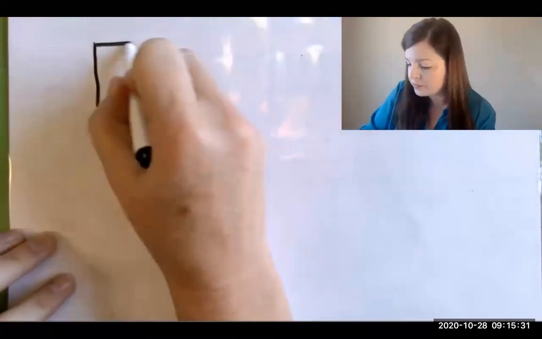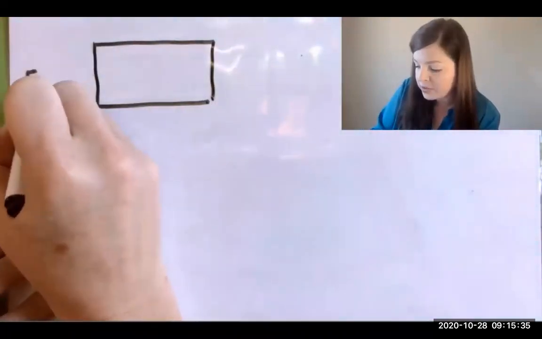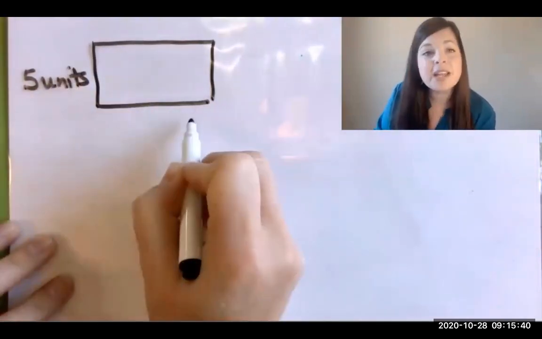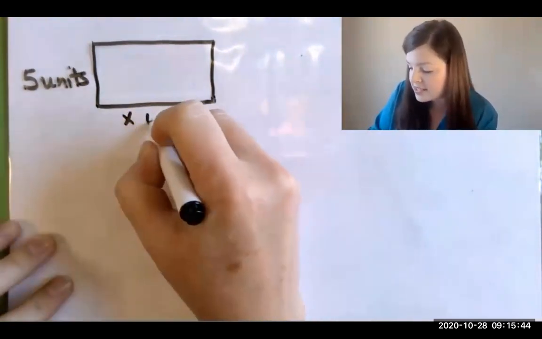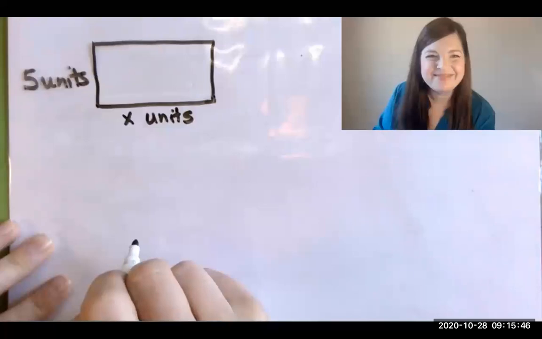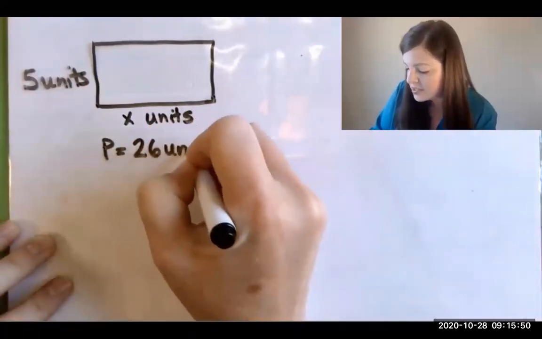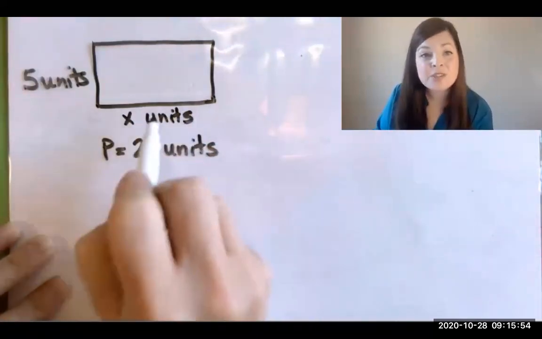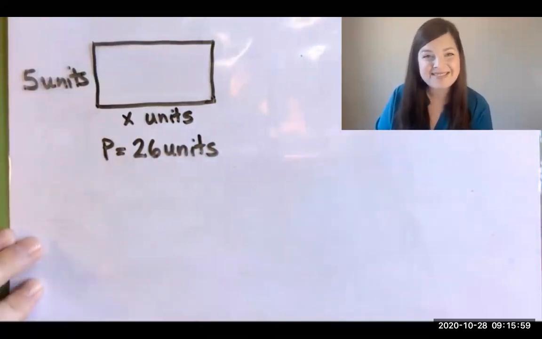Let's draw a rectangle. And we know that the length of this rectangle is 5 units. And we don't know the width of the rectangle, so let's label that with a variable. And let's say x units. We know the perimeter of this rectangle is 26 units. How might we determine what the width of this rectangle is? Pause the video to think about it and talk out your thinking.